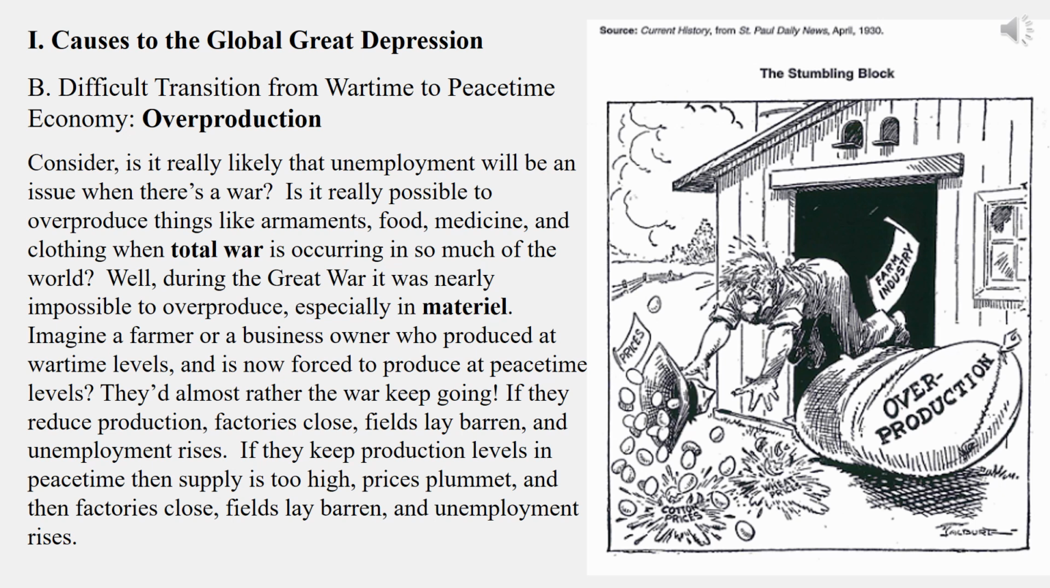Take a look at the political cartoon to the right titled The Stumbling Block from 1930, the first year of the Great Depression. In the cartoon, the subject is a farmer who represents the farm industry, who is tripping over a bale of wheat that represents the overproduction of agricultural goods. The farmer is tripped and has lost the grip of a basket of eggs, which represents the price of American crops, like cotton and wheat, falling.